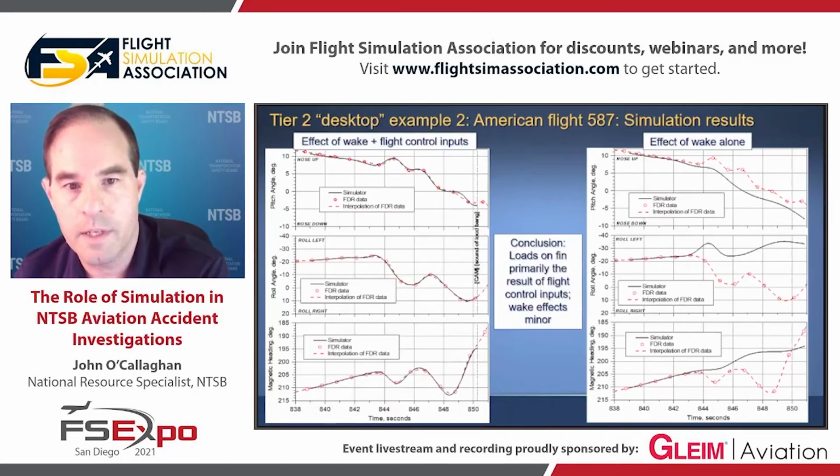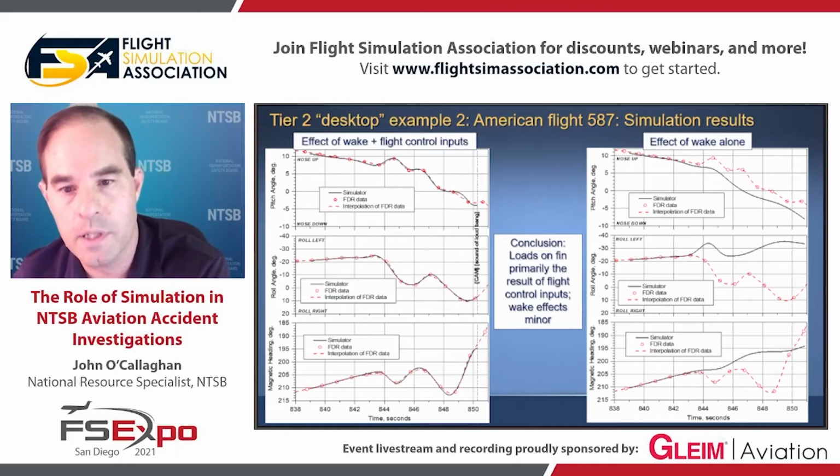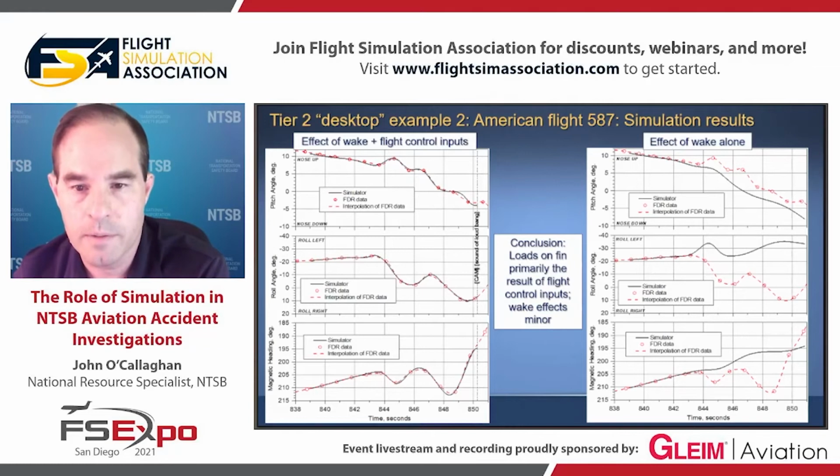The results of the NTSB desktop simulation are shown here. The simulation driven by both the FDR flight controls and the wake effects is shown on the left, and the simulation driven with the wake effects only is shown on the right. The plots compare the simulation pitch, roll, and heading angles with the angles recorded on the FDR. The simulation driven by both the flight controls and the wake effects matches the FDR Euler angles quite well. However, the simulation driven with the wake effects alone shows much smaller deviations in pitch, roll, and most significantly, heading.